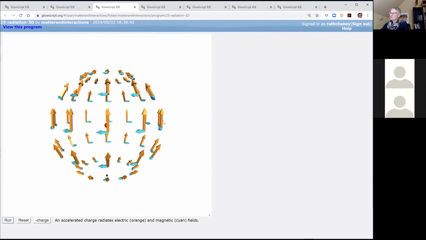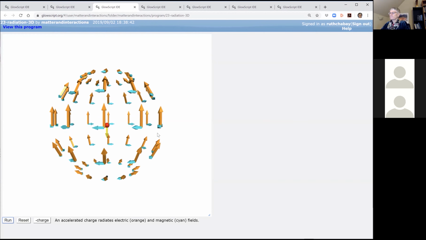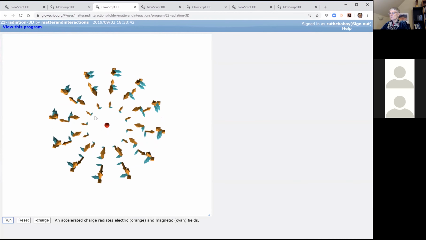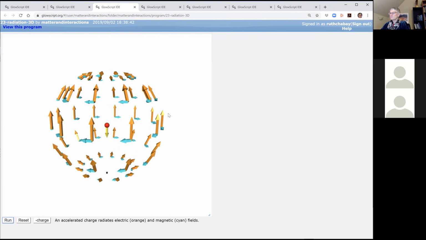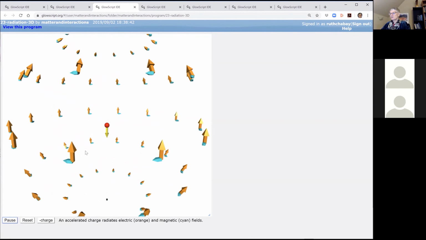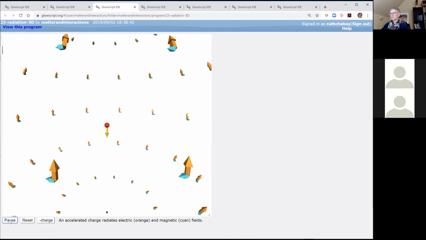And the direction depends on where the observer is. So if we're perpendicular to the acceleration, we see it going straight up. If we were up here at the top, it's going at an angle. And if we're in line with the acceleration of the charge, we see absolutely nothing. So this radiative pulse of electric and magnetic field spreads out in every direction, and that's important.